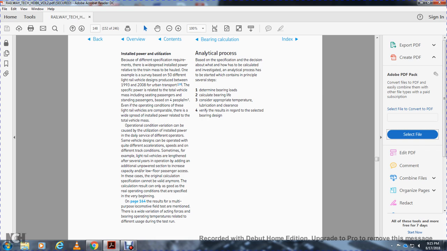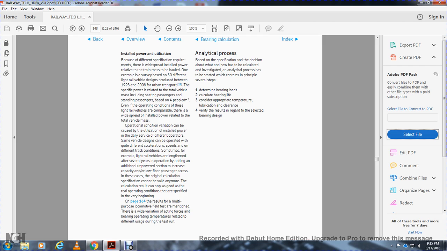For even the operation conditions of the light rail vehicle, the comparable values are widespread with the installed power related to the total vehicle mass. Operational condition variation could be helped with the utilization of installed power within the daily shift for the different operators. But some vehicle designs can be operated with quite different acceleration and speed on the different track conditions.